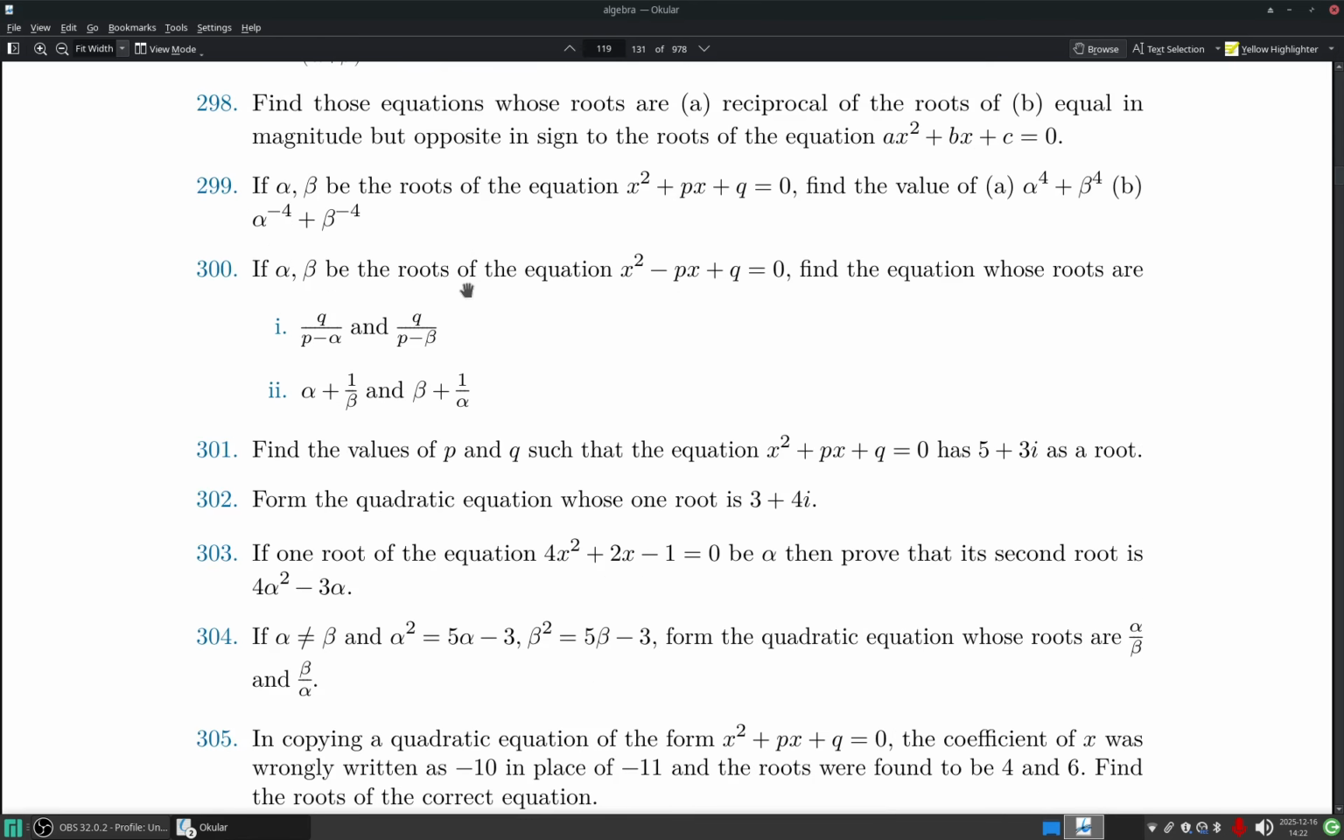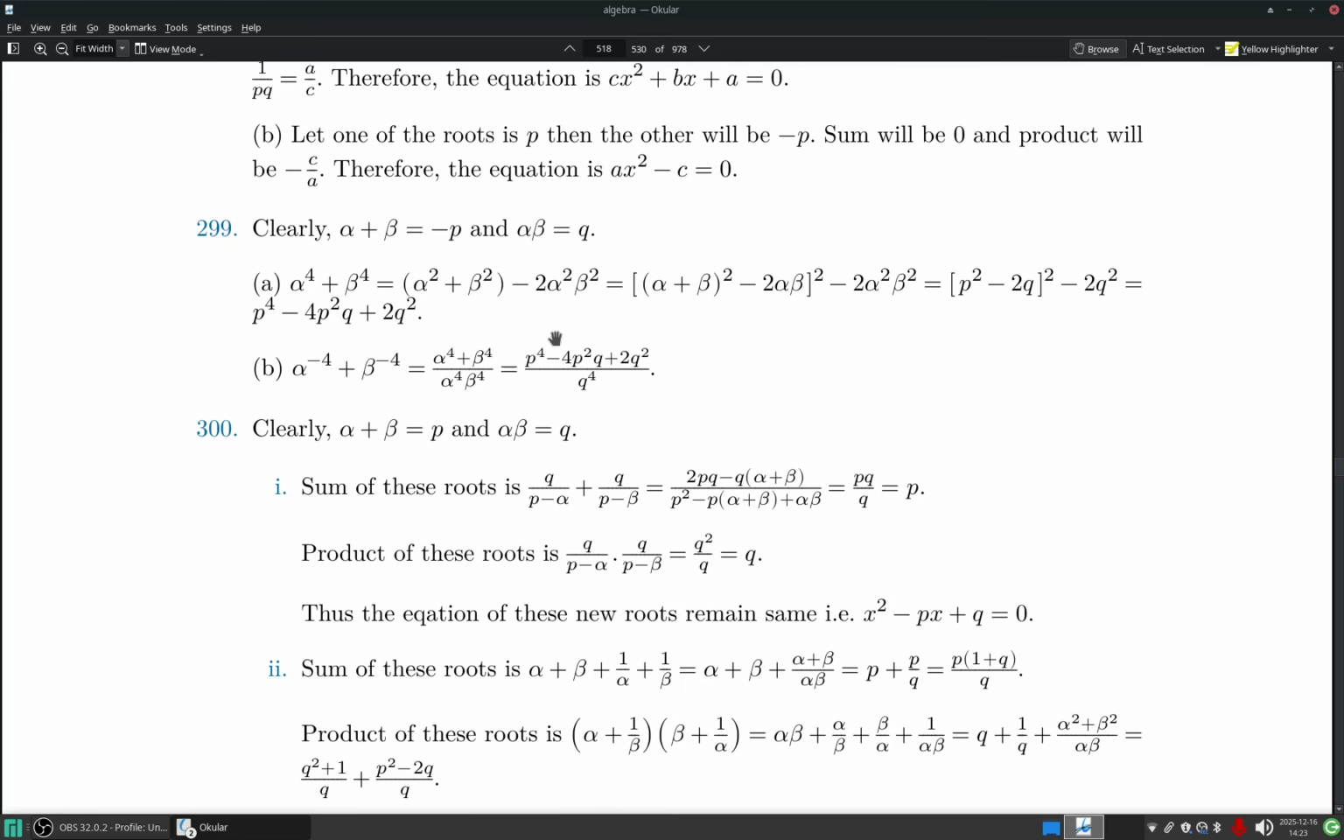Now we come to the last question. If alpha beta be the roots of the equation x square minus px plus q is equal to 0, find the equation whose roots are q by p minus alpha and q by p minus beta. The second part is alpha plus 1 by beta and beta plus 1 by alpha.